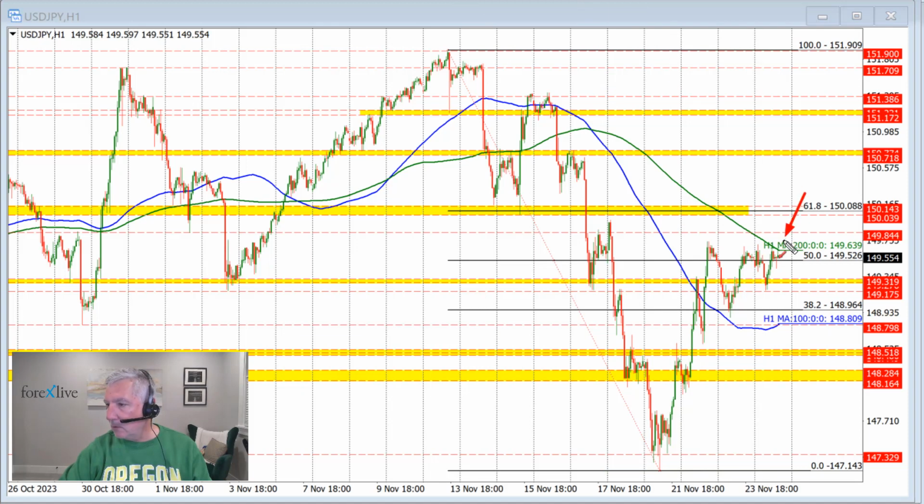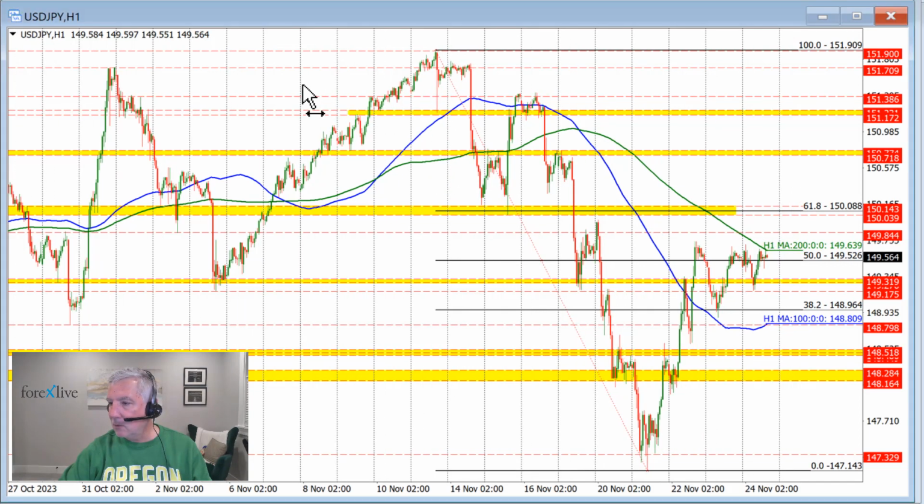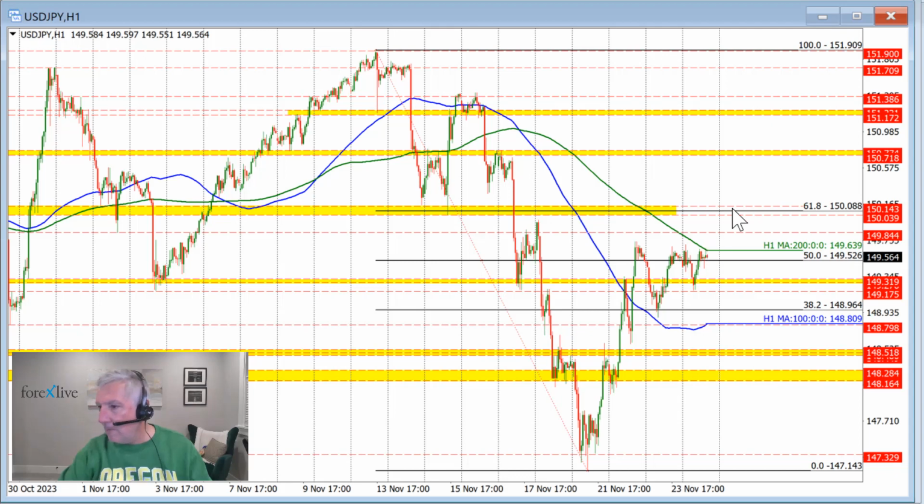It's a green line in the chart to catch up with the price, and you can see that the pair has moved right to test that 200-hour moving average to get this out of the way, and found willing sellers against that level. So sellers are trying to put a lid on the dollar versus yen against the 200-hour moving average. Comes in at 149.639.